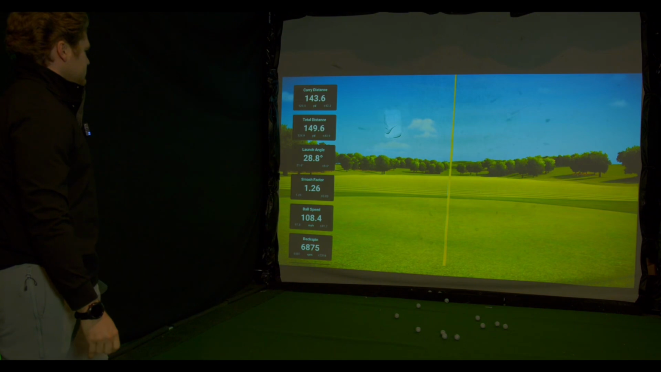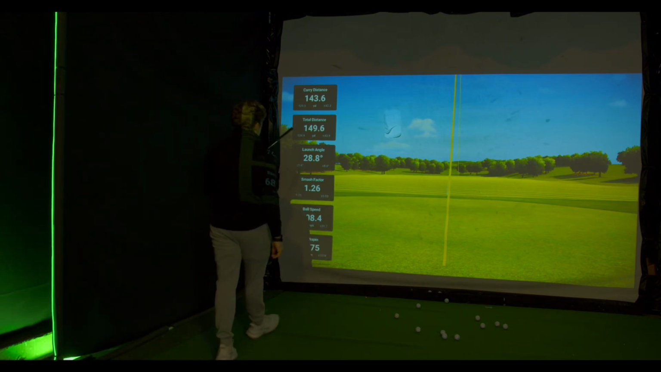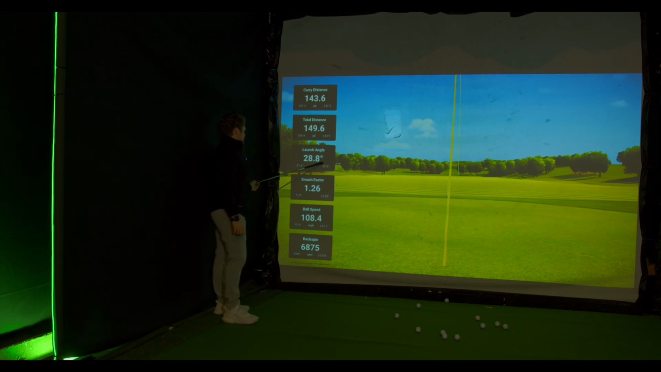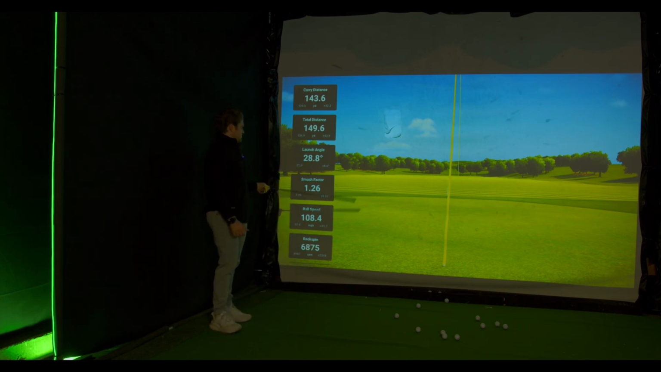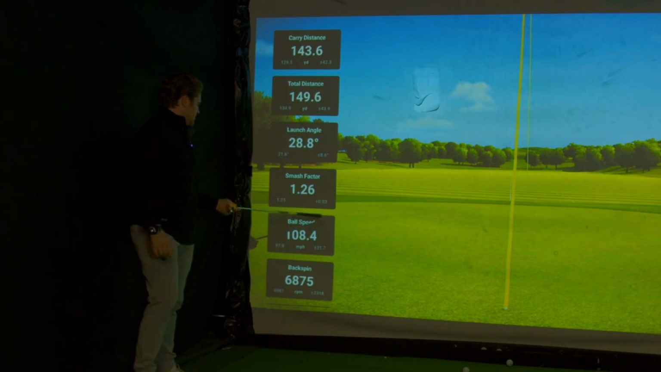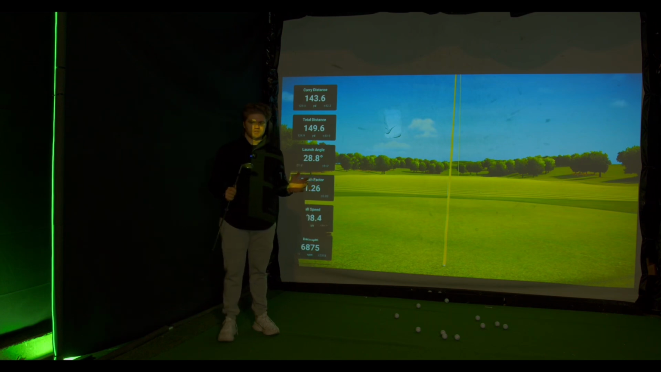So 28 degrees right there. We got 28.8 degrees launch angle, 6,800 spin. Again, it's a good pairing to be able to have. When you have a high launch, you want low spin because you don't want the ball to just balloon up there. That's why sometimes you want to look at your backspin with the launch angle to compare them together and understand why you're getting the shots you're getting.